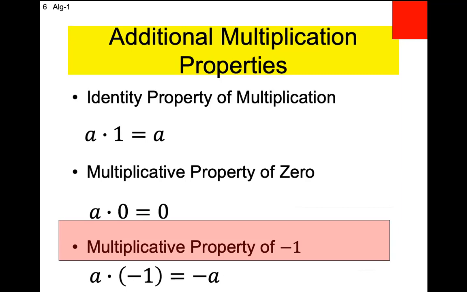So that's why this A here could be positive or negative. It could be any real number. The one exception is 0. If A is 0, then, well, then we're back to the multiplicative property of 0. Anything times 0 is 0. Those are the 3 properties that you need to recall.